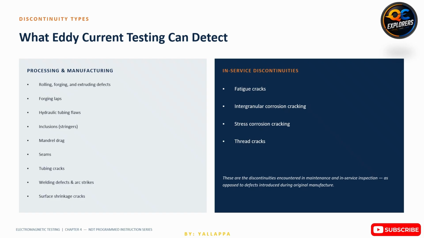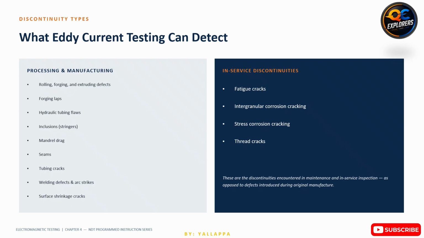The slide also lists stress corrosion cracking, which develops when tensile stress combines with a corrosive environment, and intergranular corrosion cracking, where corrosion progresses along grain boundaries due to metallurgical changes. Finally, thread cracks often develop in bolts, threaded fasteners, and pressure-retaining components subjected to repeated loading.